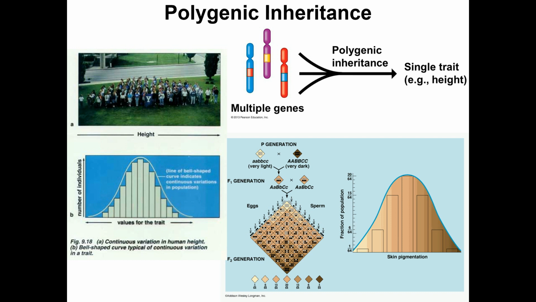You see the same thing with skin color. You see many genes that affect skin color. So you have individuals that are really light, individuals that are really dark, and those that fall in between. You get this nice little bell-shaped curve distribution.